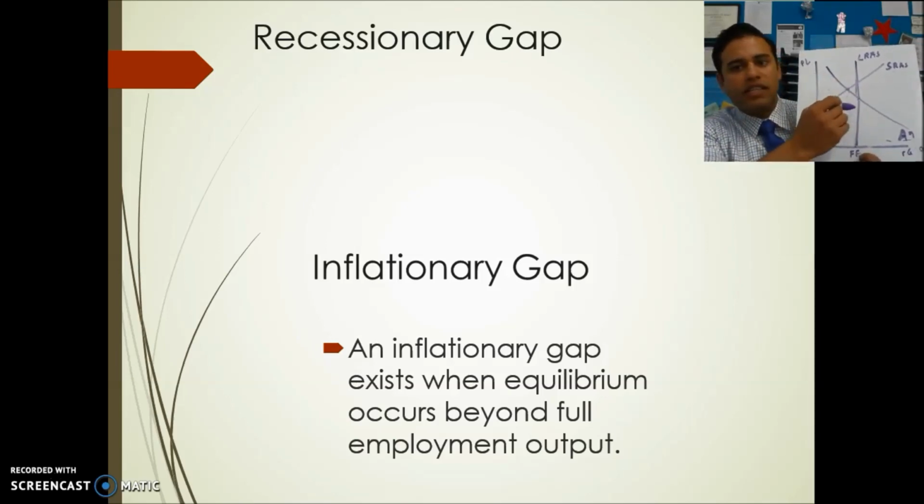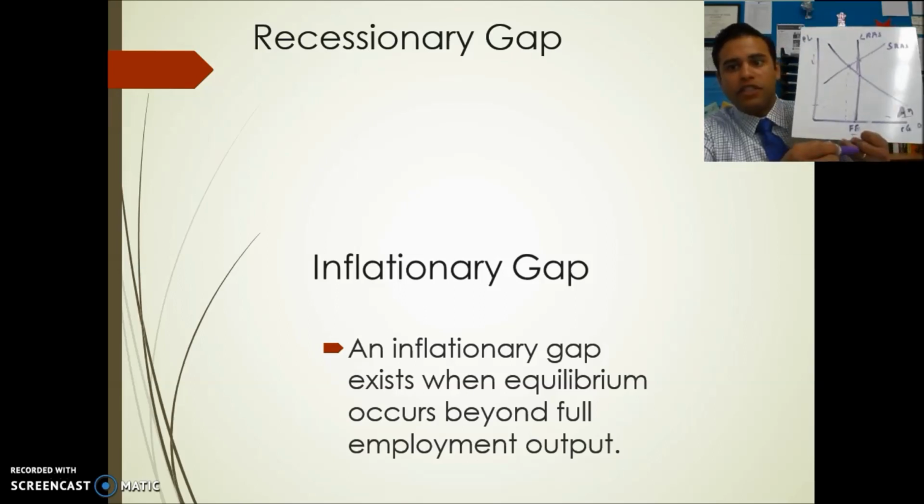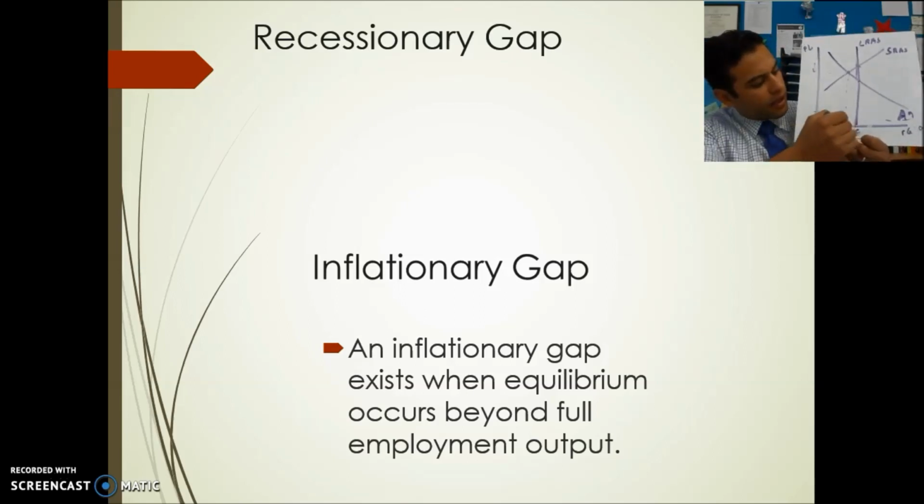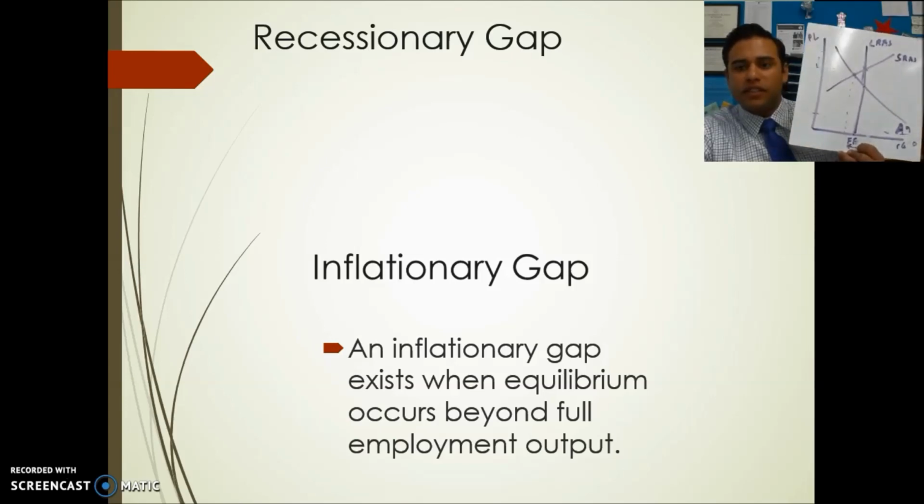And notice what I did here is I shifted my aggregate demand curve. And so we would be here, but we're not. So what we have here is a lower price level than we would have, and we also have a lower amount of real GDP. And we also have a lower amount of employment. Okay? So this is what a recession looks like.